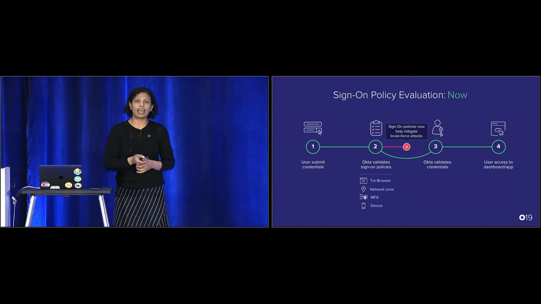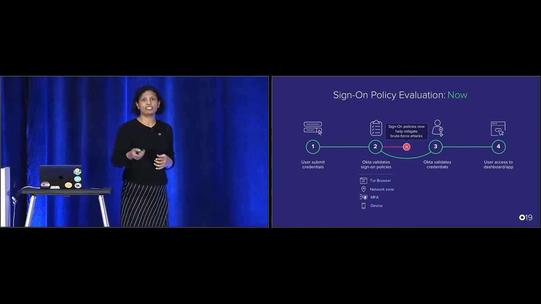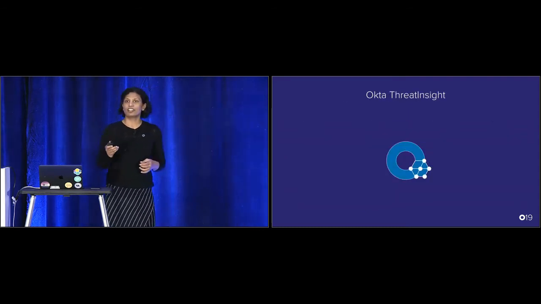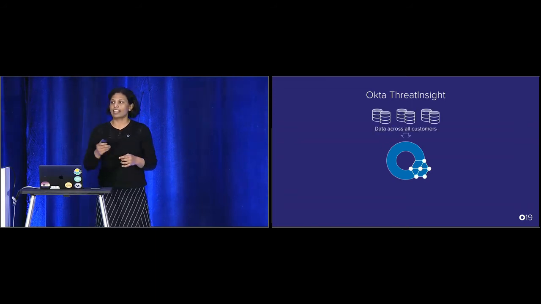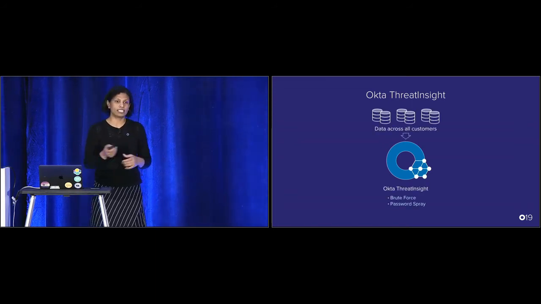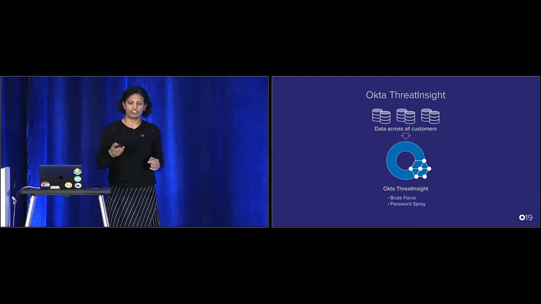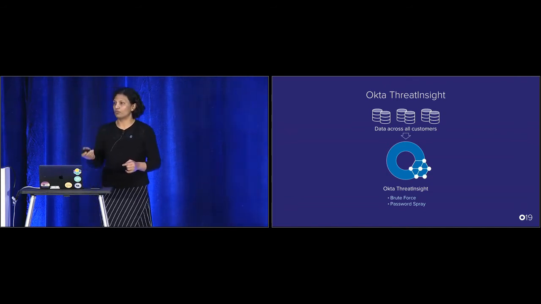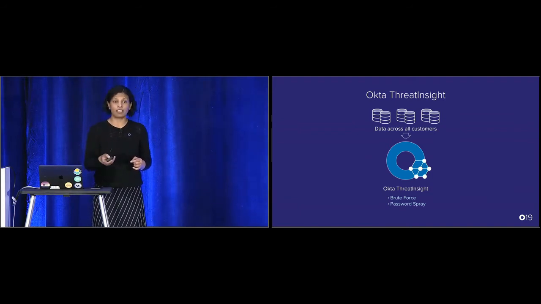Let's take a look at what will help us with both modern auth as well as the legacy, the Office 365 legacy protocol-based attack. Okta ThreatInsight. Okta ThreatInsight is our threat detection and response tool that aggregates data across all of our customers, applies patterns to detect credential-based attacks, such as brute force and password spray attacks. We then identify the IPs that are involved in these attacks and block them and mark them as risky.